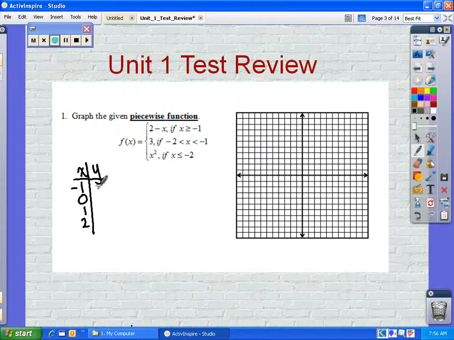So 2 minus -1 is actually 2 plus 1, which is 3. 2 minus 0 is 2. 2 minus 1 is 1, and 2 minus 2 is 0.